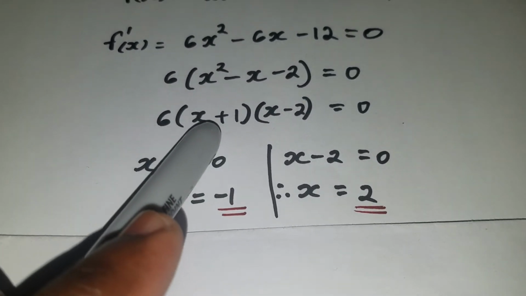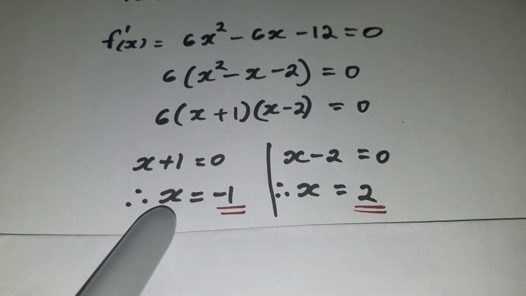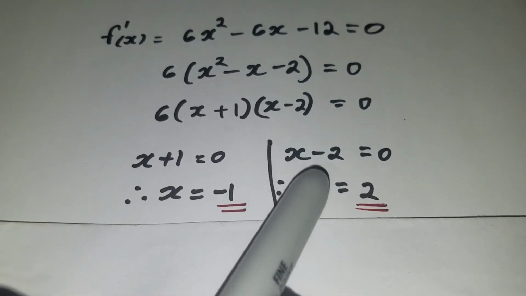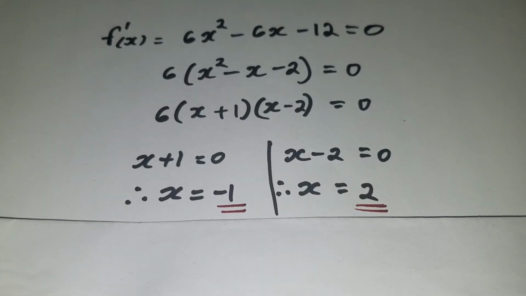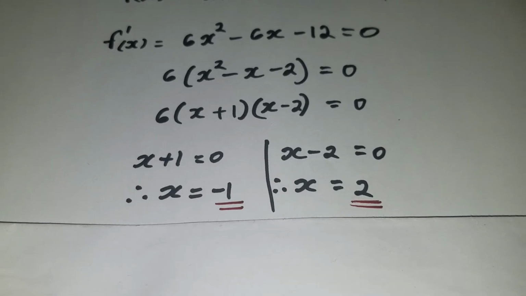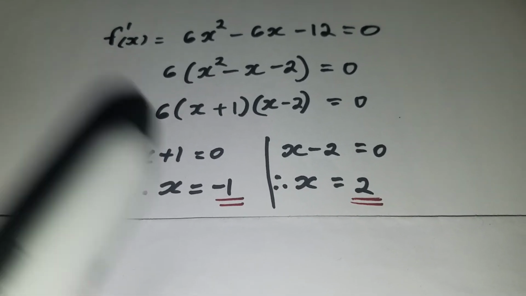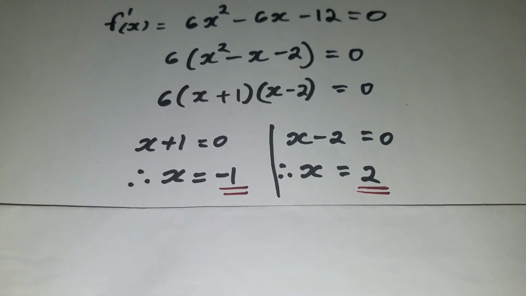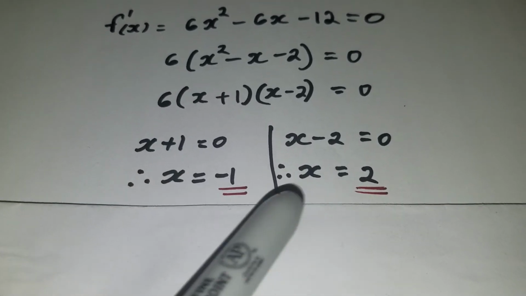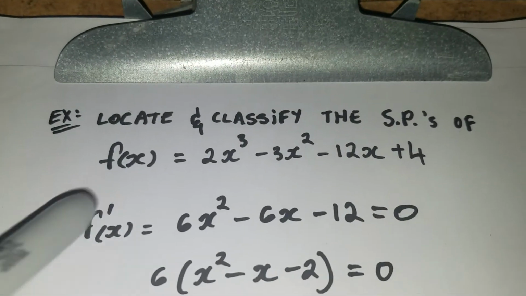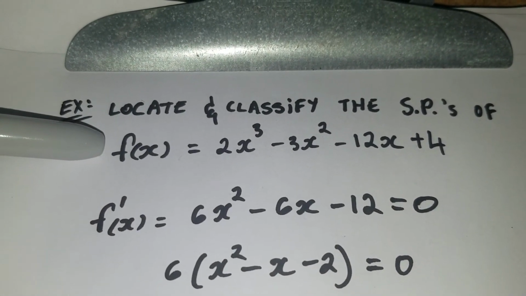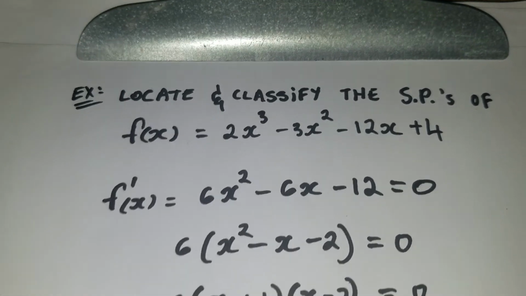So if x plus 1 is equal to 0, then x must be equal to negative 1. And if x minus 2 is equal to 0, then x must be equal to positive 2. So we have the two values for x, and now we need to use these values to find their corresponding y values. So we're going to substitute each of these values of x into the original function, f of x. And this function will give us the corresponding y value.